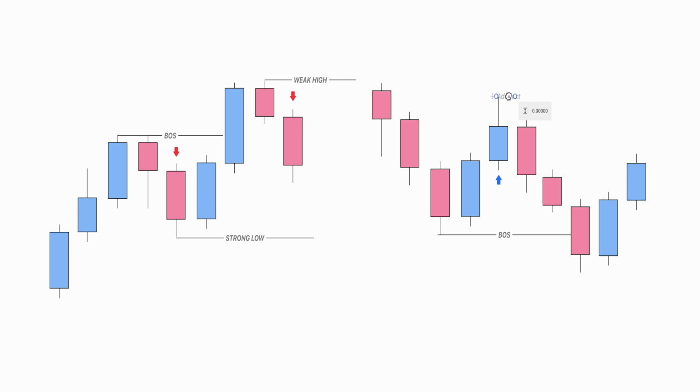Now, once we have this breaker structure, we're looking for that valid low to be created. What creates a valid low is exactly the same as what creates that valid high. We're looking for that candle to close above the previous candle's high. And that's exactly what this candle does. That's why I've marked it off with an arrow. We close above this previous candle's high.